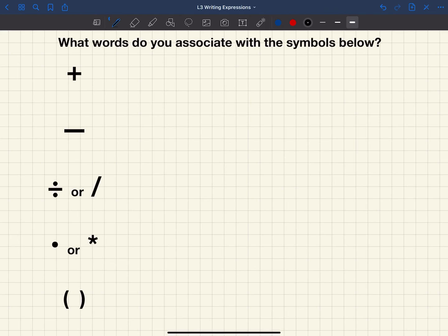Pause for a minute and think about it. Maybe you write a couple on the margins of the notes you're taking. All right, so hopefully now you've taken a quick second to do that. Now we're going to talk about what words I'm hoping you've come up with for this.